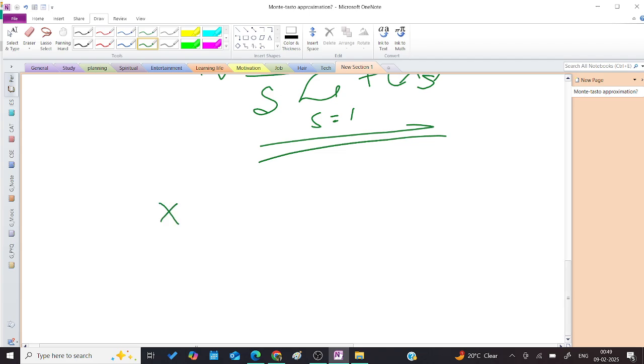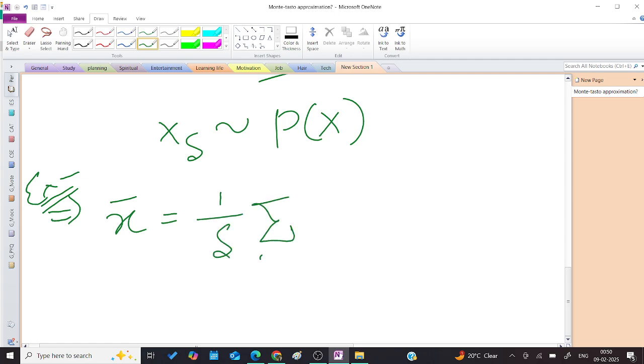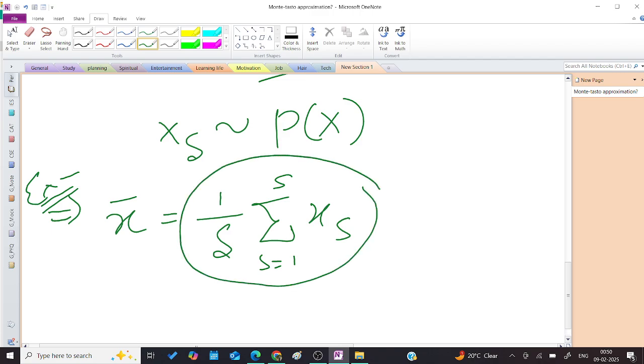where xs follows the distribution of p(x). For example, to find x bar: x bar is nothing but 1 by S, sum from s equals 1 to S of xs. Okay, and this will be giving our expectation of the random variable.